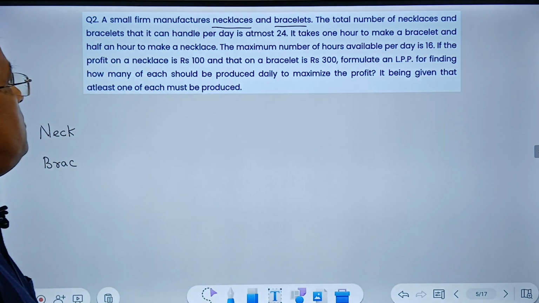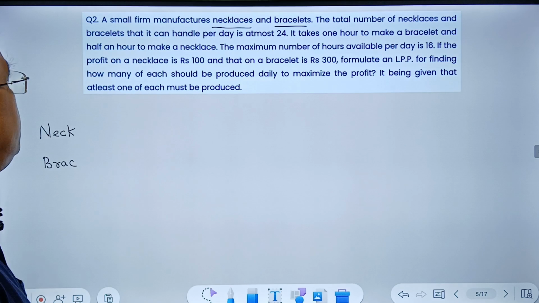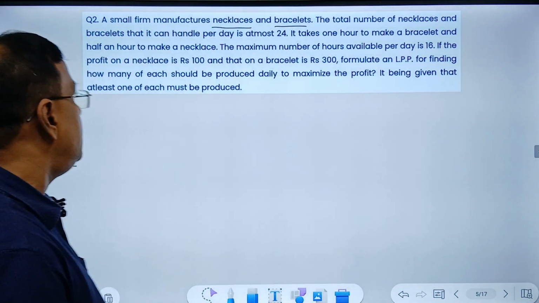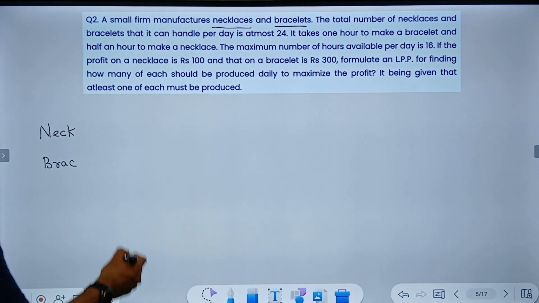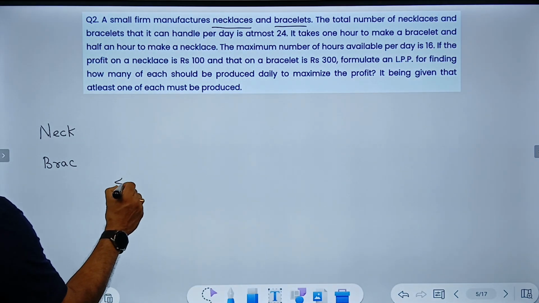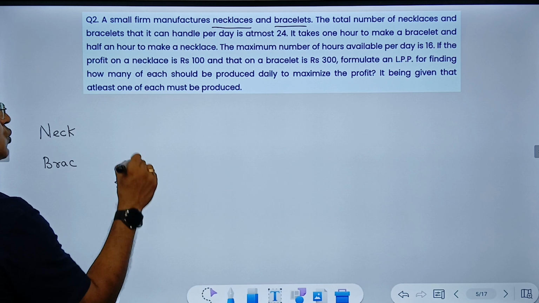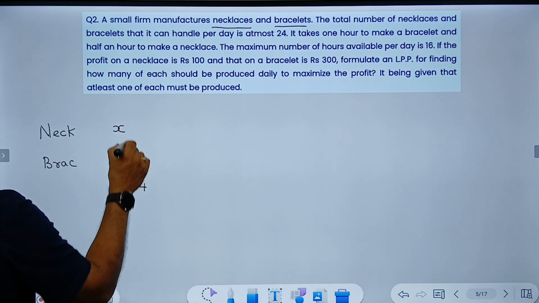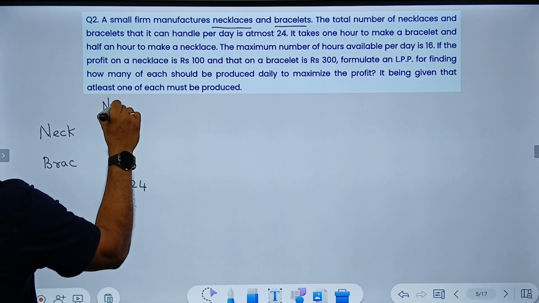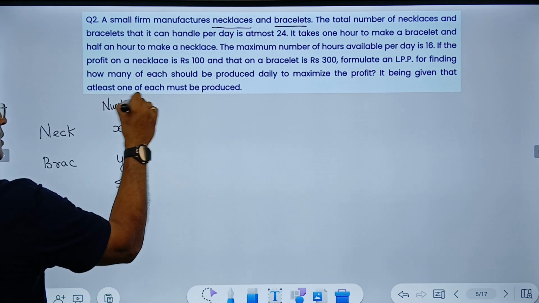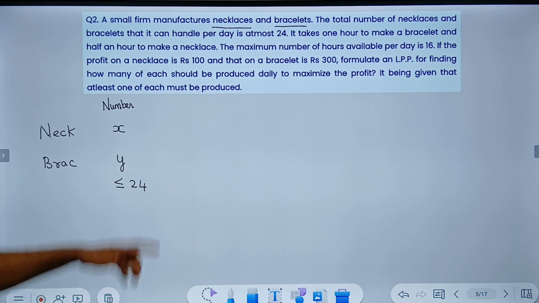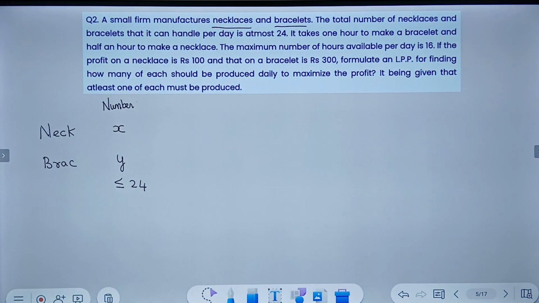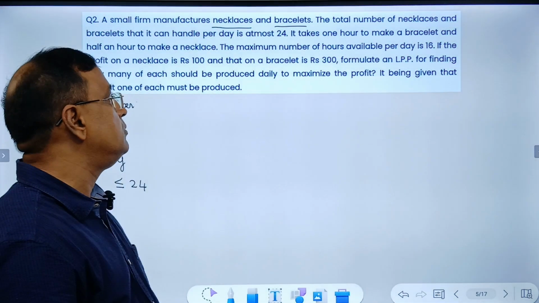The total number of necklaces and bracelets that it can handle per day is 24. It cannot exceed 24. That is the total number. So let me take this as X and this as Y, the number of items. It cannot exceed 24 because it is at most 24. At least means greater than or equal to, at most means less than or equal to.